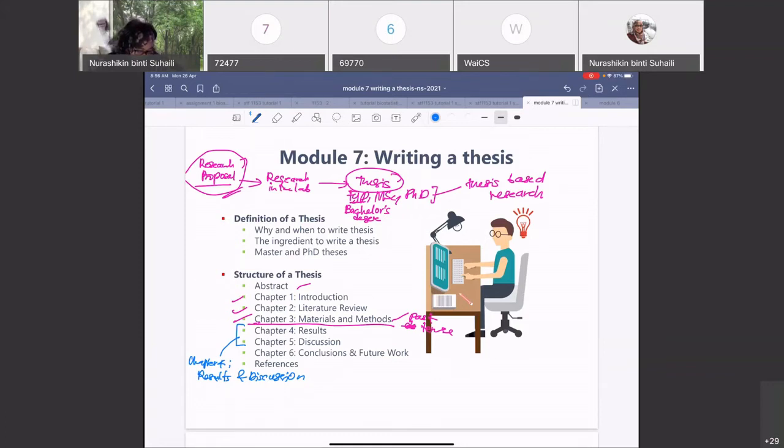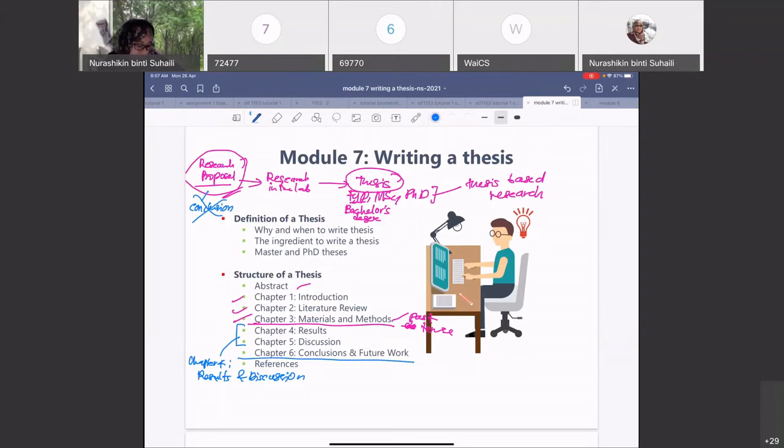Results and discussion. Okay, and the last chapter is conclusions and future work. So it's different from a proposal, where you never have a conclusion, because you don't have anything to do yet. You don't have anything to conclude yet. So what you have in the research proposal is expected outcomes, what you expect to achieve.